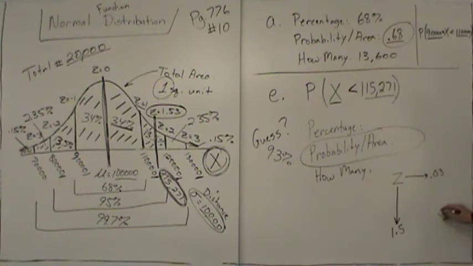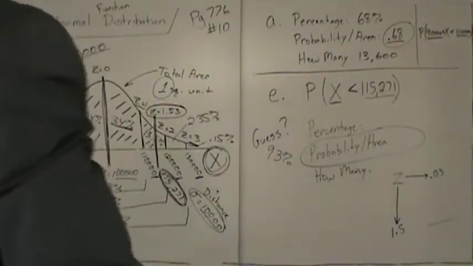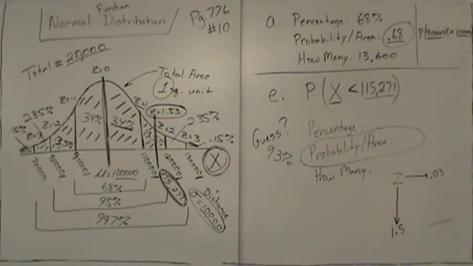Go down to 1.5, right to the 0.03 column. It's 4 columns to the right. Let's get this value. I'm going to show you here on the camera. And for the rest of this, I'm just going to assume that you know how to read your z-table.